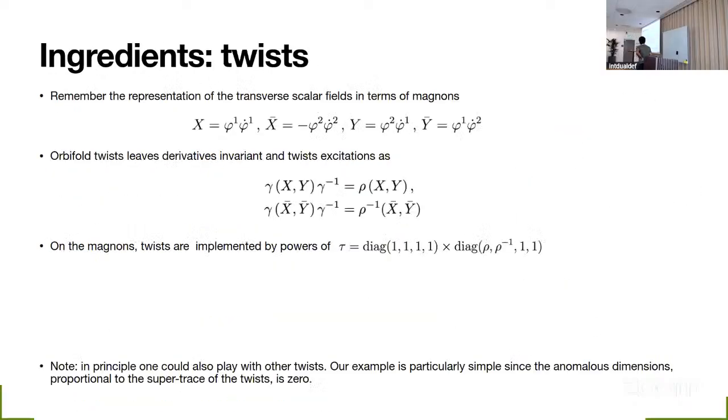And okay, in principle, you could also include some twists. You can also deal with some other theories by doing some simple twists. But I note that our theory is particularly simple because the supertrace of this twist is zero, and the anomalous dimensions will be proportional to the supertrace of this matrix for the orbifold. Any questions?